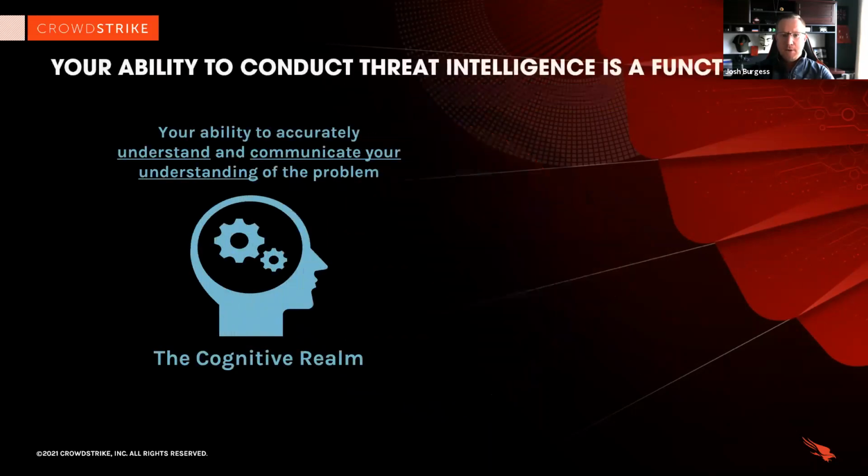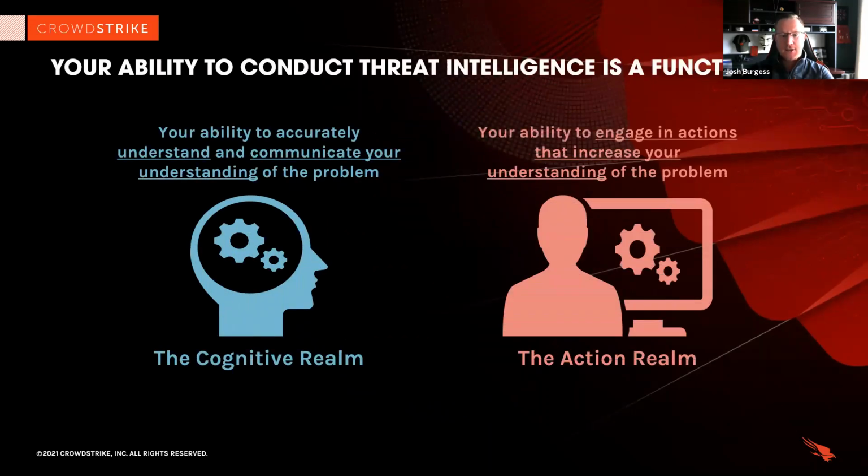So your ability to understand that in action is two pieces: the cognitive realm, the part that goes on inside your head. Do you know what the problem is? Do you really understand what the problem is? Can you communicate that understanding? And the big part that I see most people miss is, do you understand where the gaps are? Because there are always gaps.